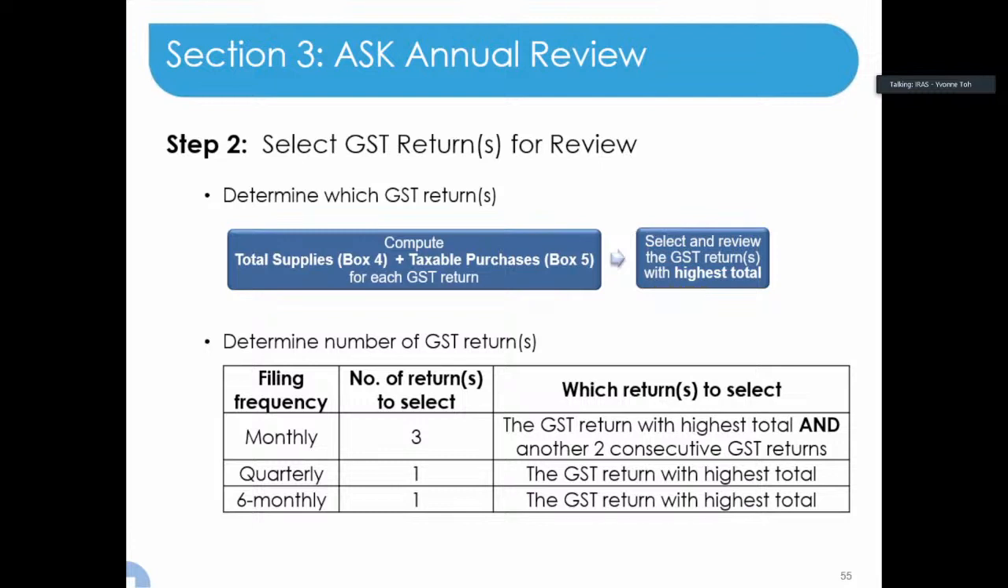For companies on monthly filing frequency, you will need to select the return with the highest total and another 2 consecutive returns. So for example, if the highest total is from June, the company can select either one of these combinations: April, May, June; May, June, July; or June, July, August, so long as June is selected and the other 2 returns are consecutive months. And then for those on quarterly or 6 monthly filing frequency, the return with the highest total is to be selected.